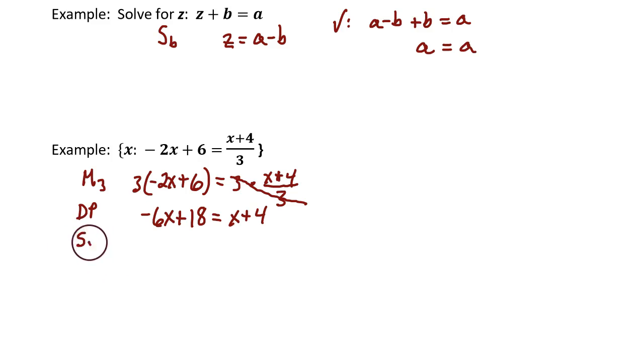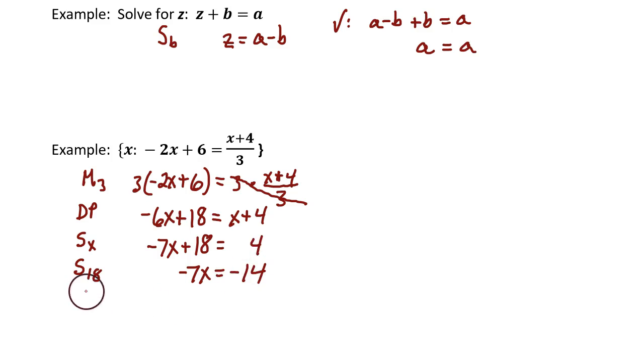Next, subtract x from both sides of the equation. Negative 6x subtract x is negative 7x. On the right side, x subtract x makes 0, and there's still a 4 there. Next, subtract 18 from both sides of the equation. This creates negative 7x equals 4 subtract 18 is negative 14. Next, divide both sides by negative 7. And this creates x equals 2.